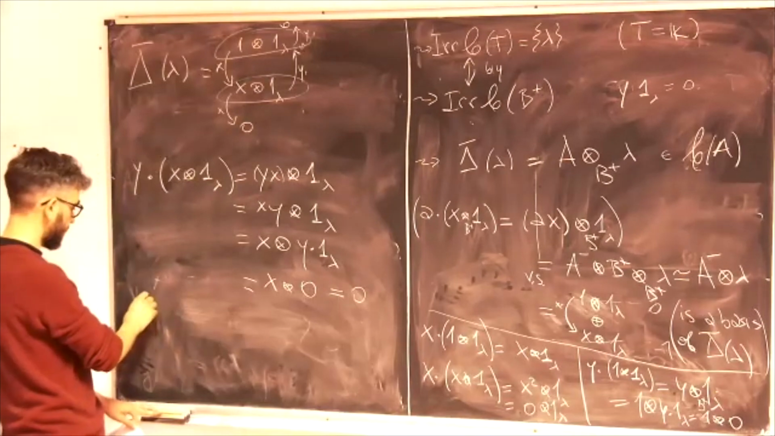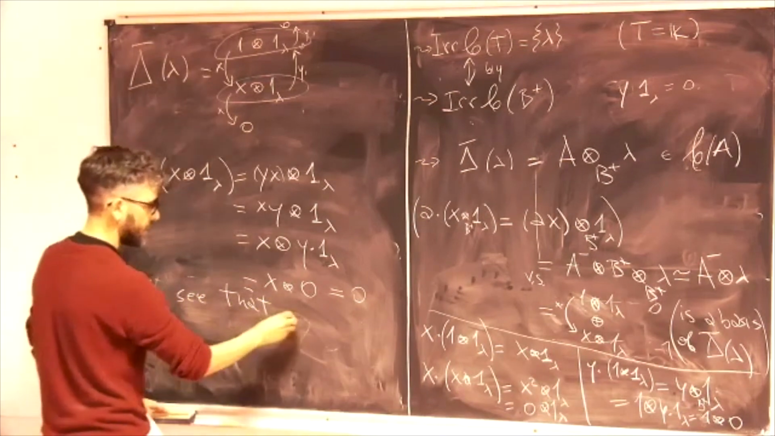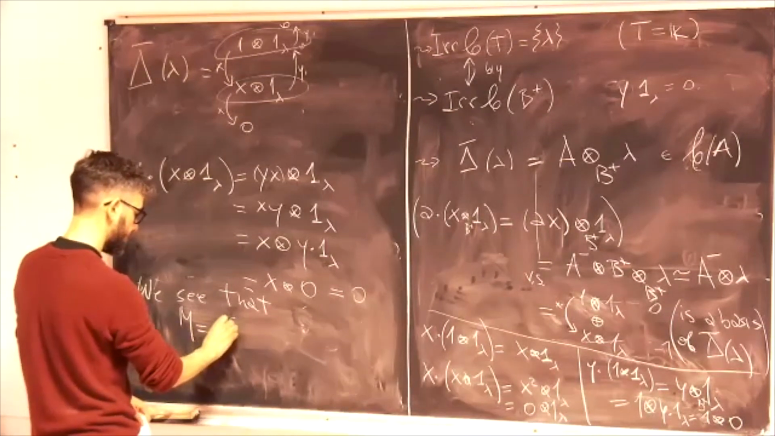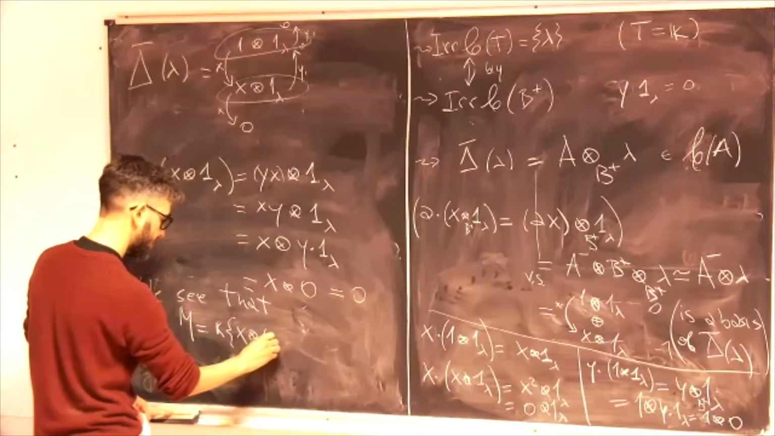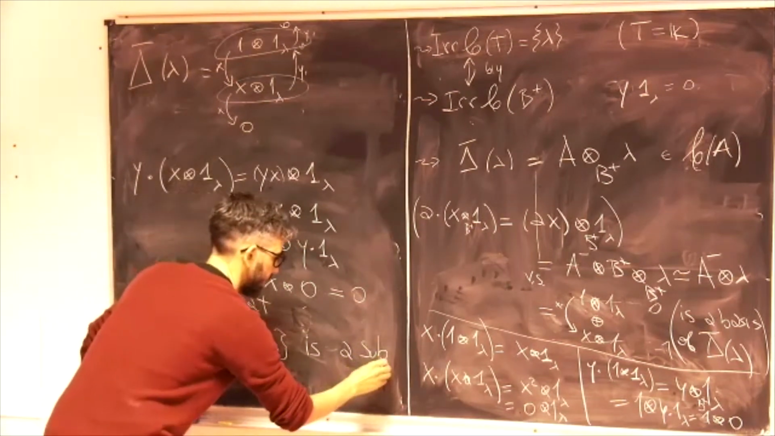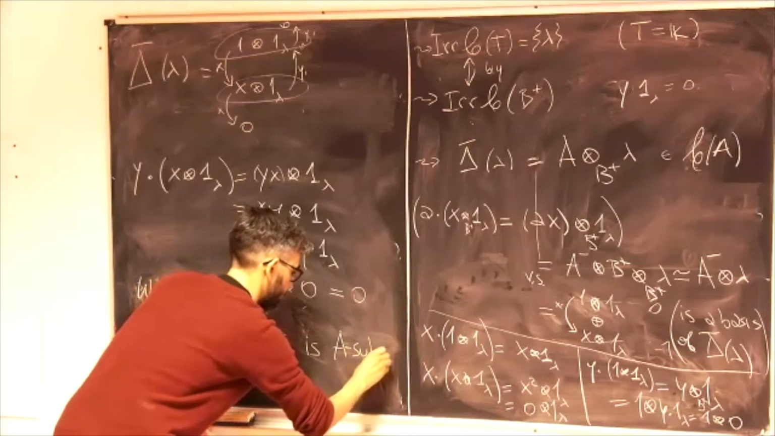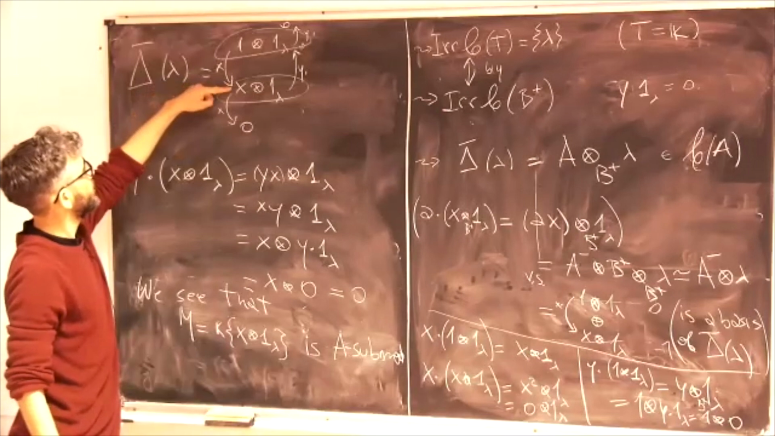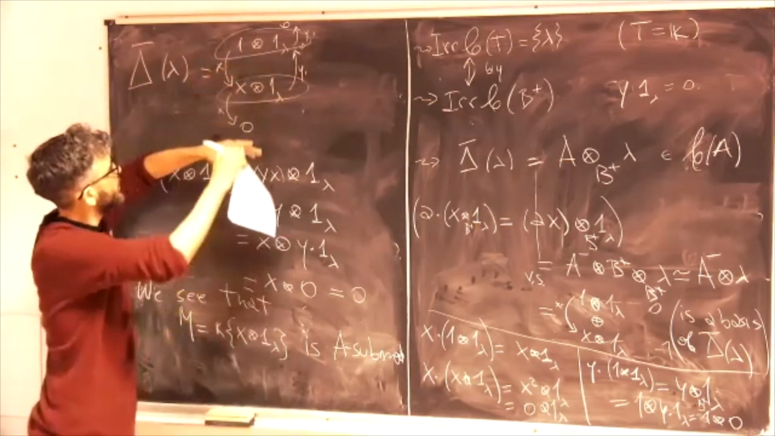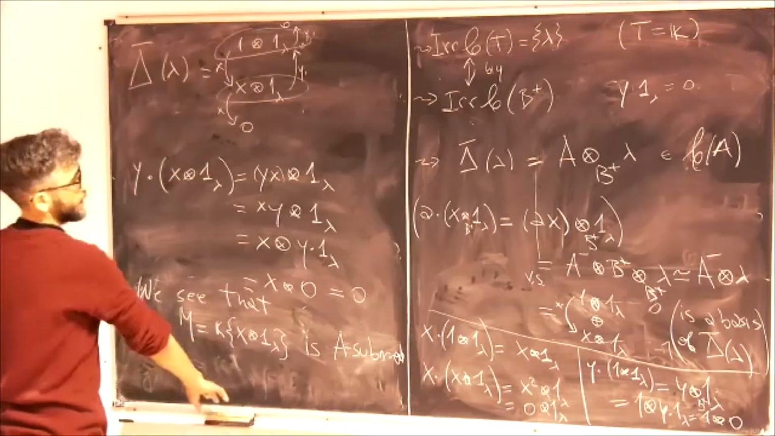But as a consequence, we see that M, equal to the span of this element, is a submodule, because when you act by x it gives 0, and the same when you act by y. So this vector space here is invariant by the action of A. And then you can consider the quotient.